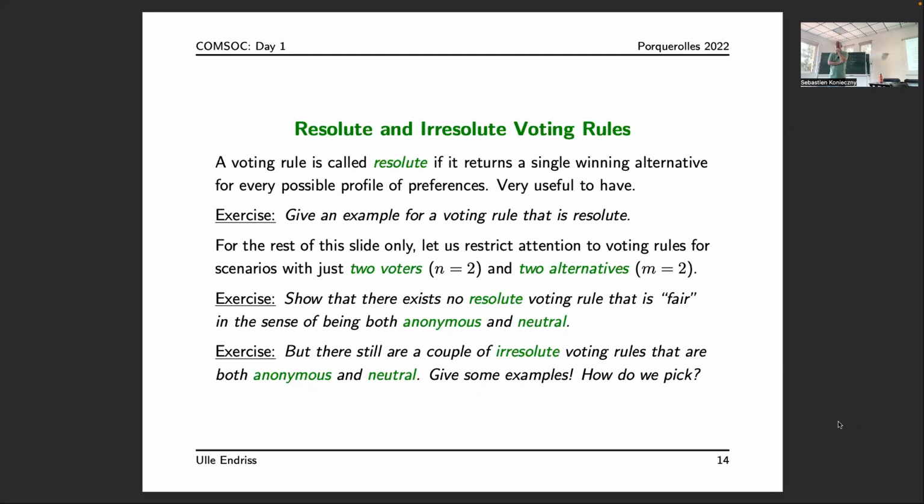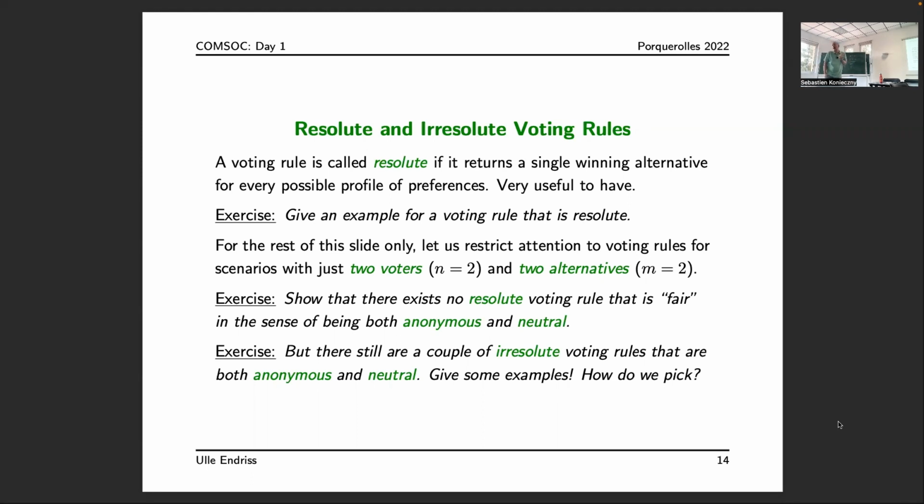Plurality with runoff. Yes, very good. Is this really a different rule? In this case, not. How about Borda? It's also the same. So Borda and plurality with runoff, they're actually all the same rule here. The cup rule as well is the same rule because there's only one way of making a tree. So the rules we've seen, they all happen to be the same here, and they all are fine.